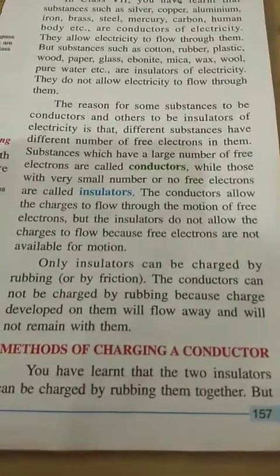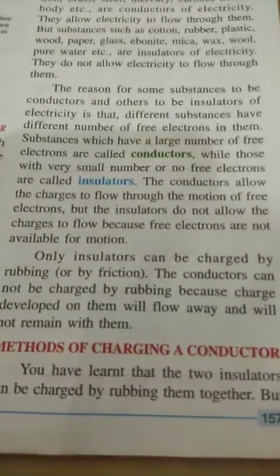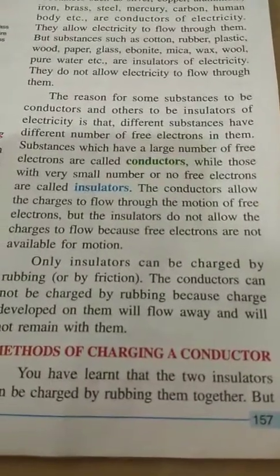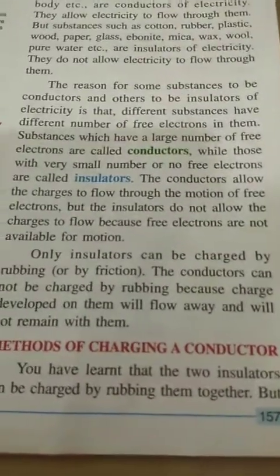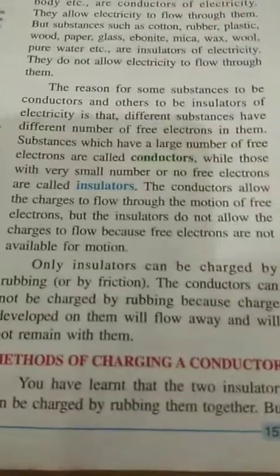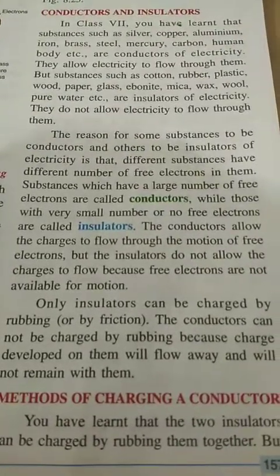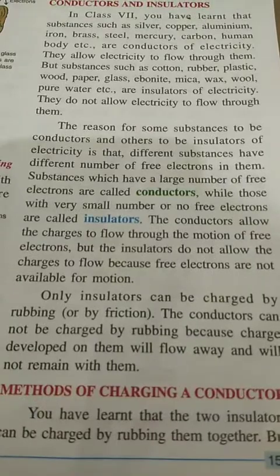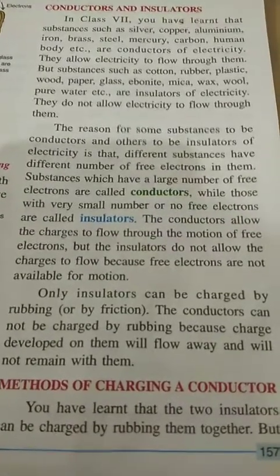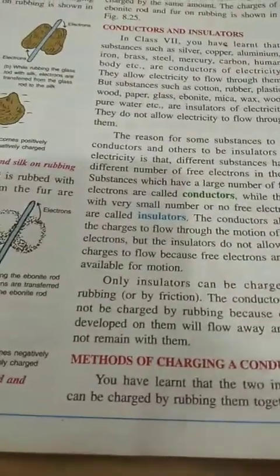Conductors allow the charges to flow through the motion of free electrons, but insulators do not allow charges to flow, as free electrons are not available for motion. So this is the difference between insulators and conductors. We can conclude that in conductors a large number of free electrons are there, and in insulators very small or no free electrons are present.